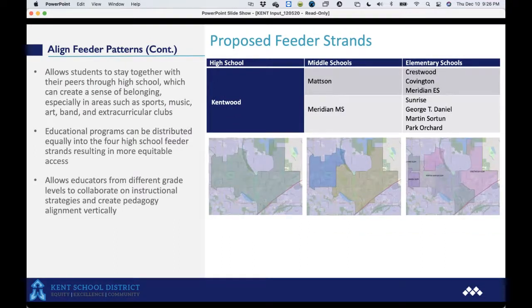And then this slide shows the Kentwood strand. So Matson and Meridian Middle School would feed into Kentwood. And then Crestwood, Covington, and Meridian Elementary School would feed into Matson Middle School. Sunrise, George T. Daniel, Martin Sorton, and Park Orchard would feed into Meridian Middle School. And again, the maps below show the attendance boundaries for each.